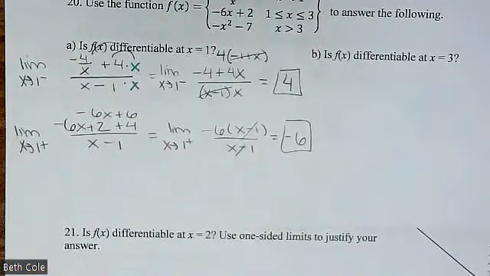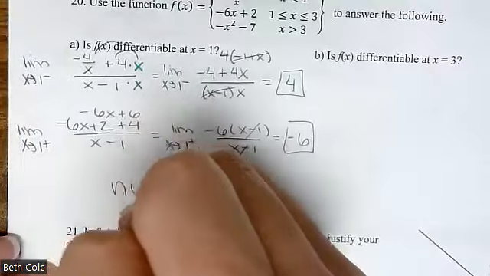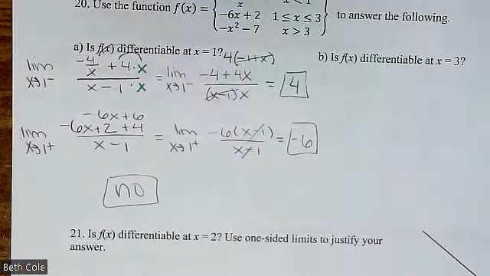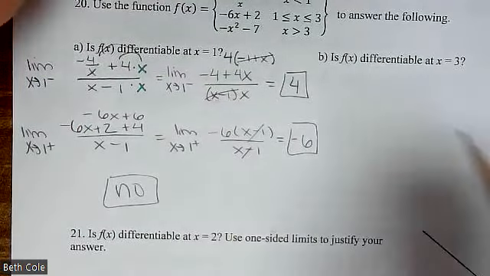Okay, so what's the answer to the whole thing? No. Yes, there are no. But all of that is your justification. You have to show a limit from the right and a limit from the left.